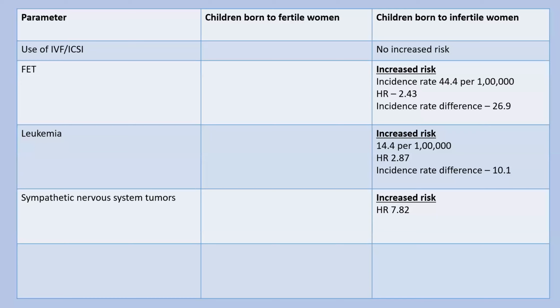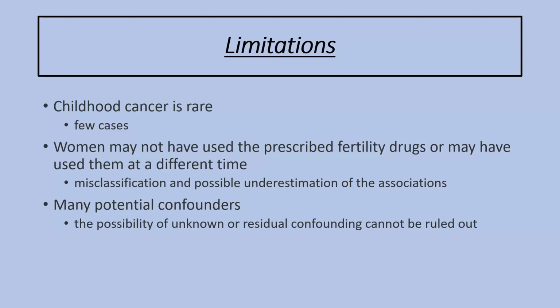However, now we will come to the important differences that were found. FET, frozen embryo transfer, showed an increased risk in those children who were born to women who had undergone fertility treatment, with a hazards ratio of 2.43 and incidence rate difference of 26.9. And leukemia as a particular cancer also showed increased risk, with hazards ratio 2.87 and incidence rate difference 10.1. Sympathetic nervous system tumors also showed an increased risk with hazards ratio of 7.82.